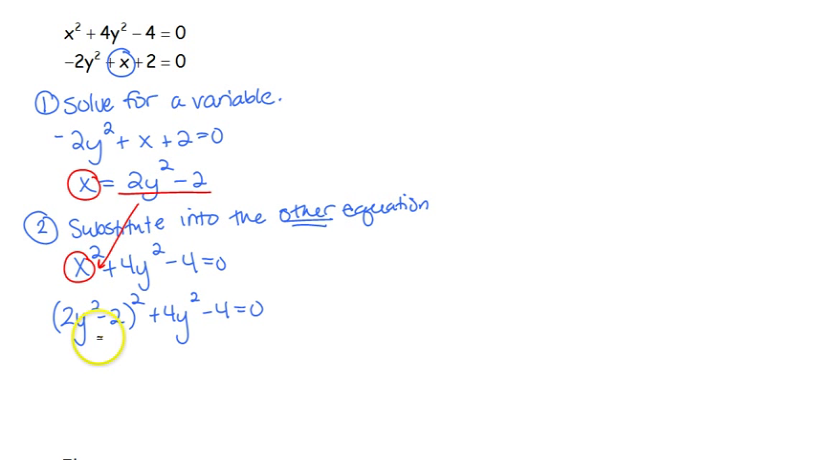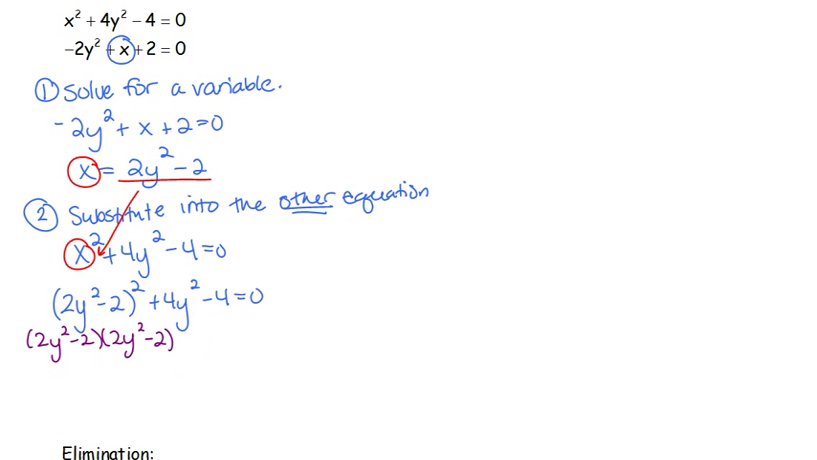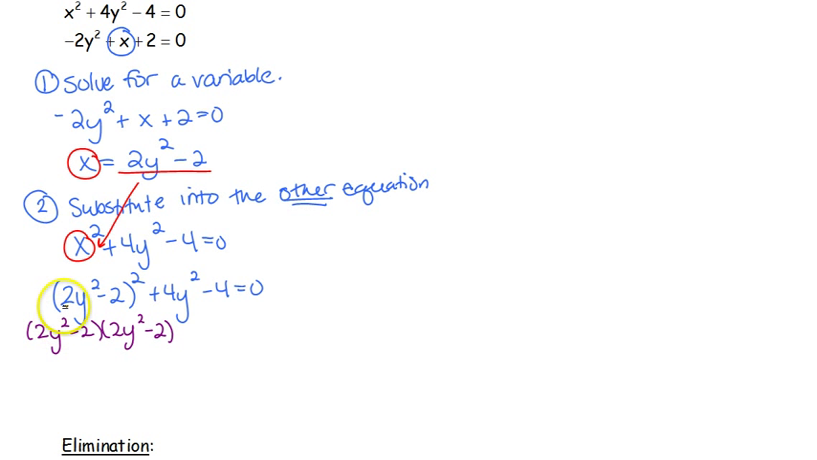Now when we FOIL this, remember, this is not just distributing, you have to FOIL. This is 2y squared minus 2 times 2y squared minus 2. You have your shortcut that you can use, and that's the first term squared, so that's 4y to the fourth. If I multiply these two pieces together, I get a negative 4y squared. I multiply that by 2, which is a negative 8y squared. And then I square my last term, which is a plus 4. Now, you don't have to do that. You can go ahead and do the FOIL, whichever way is easiest for you.